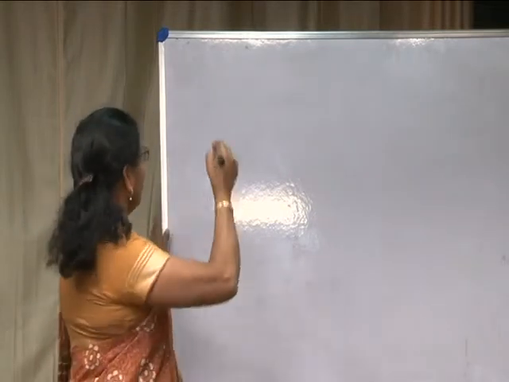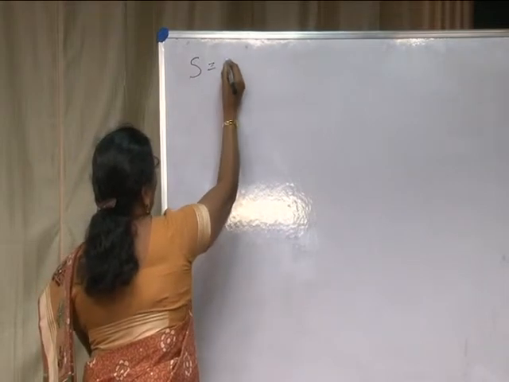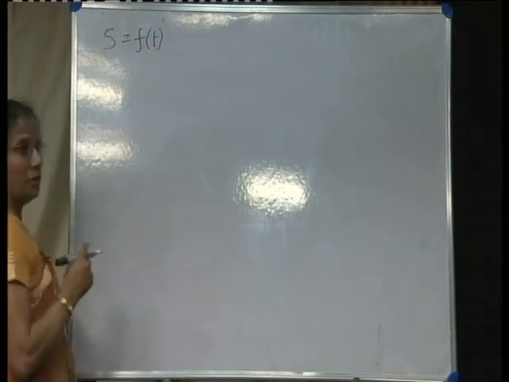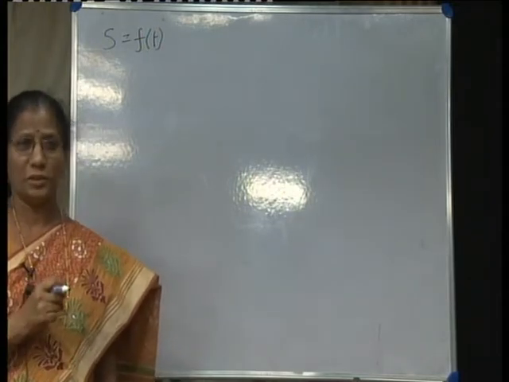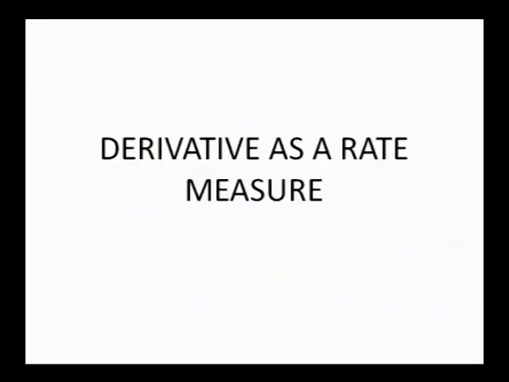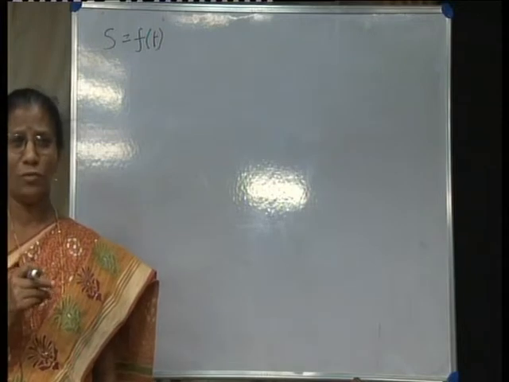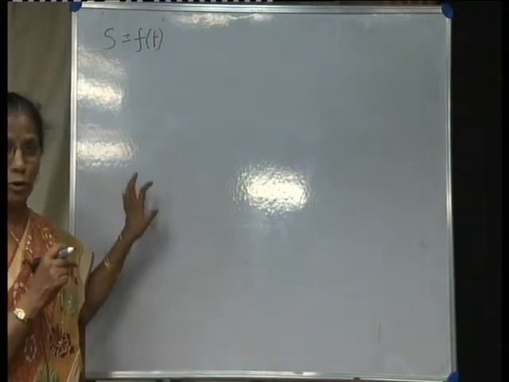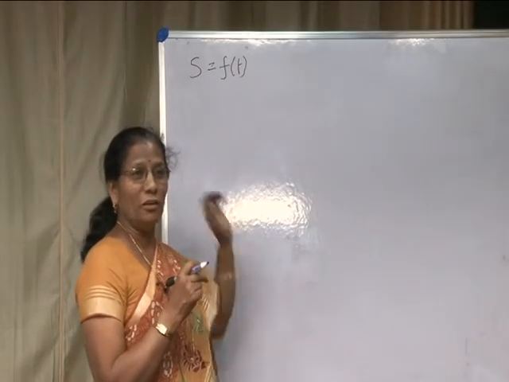So when the function is given, s is equal to f of t. In your science class you know it very well, velocity is a rate measure, acceleration is a rate measure and power is a rate measure. These three we generally come across in the beginning of science class. So in maths we are going to find the velocity and acceleration using the derivative.